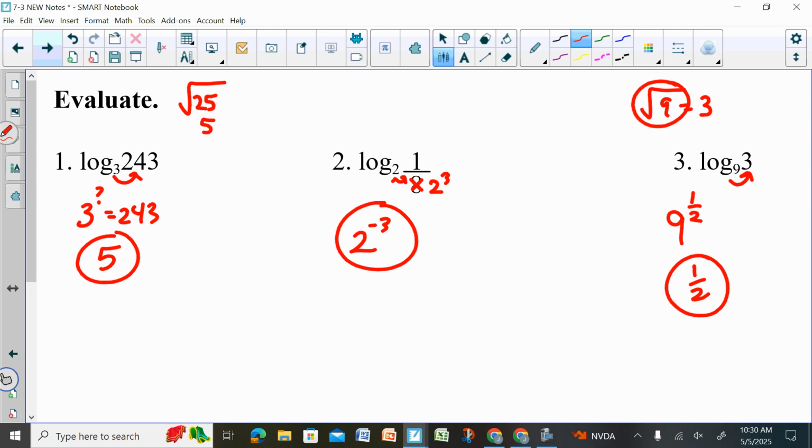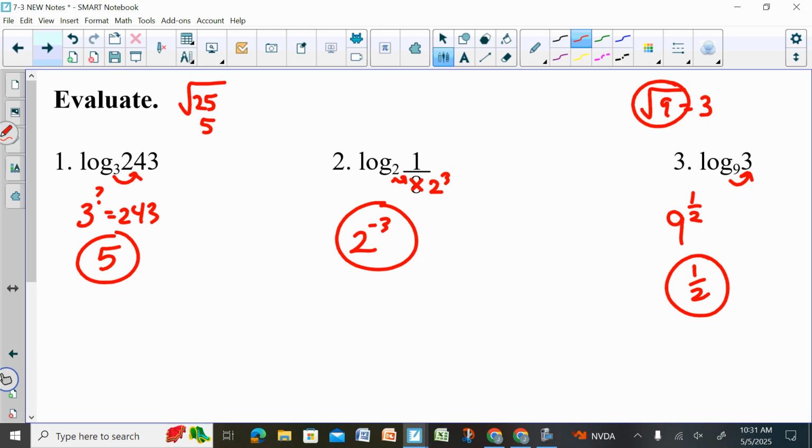So we're evaluating here. Stay away from the log button on your calculator. It is only base 10. We're going to use it very shortly, but not yet. And so it's going to really mess you up. These are all different bases. So I want you guys to just kind of think them through. It'll help you understand these a little bit better.